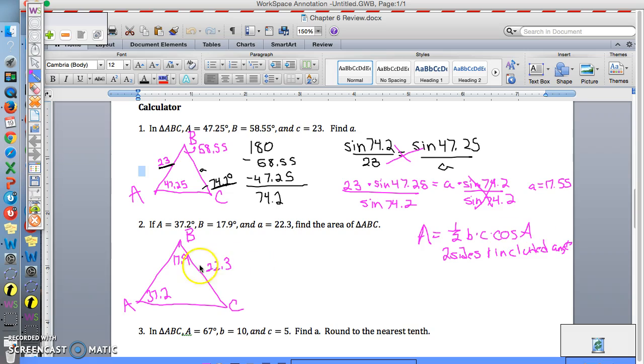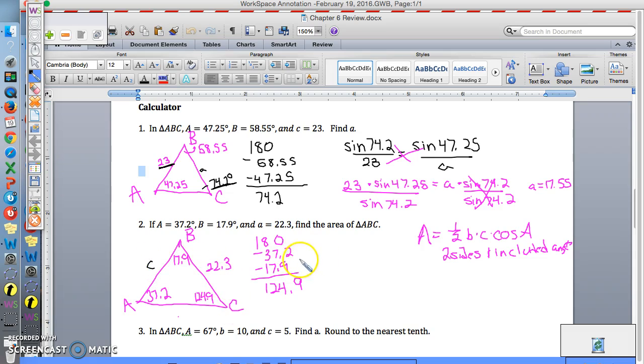So what we have to find here is another side. And well, let's see, if we find B, we wouldn't have an included angle, but we could do that 180 business. So 180 minus 37.2 minus 17.9, we end up with 124.9. Definitely not drawn to scale. And now we could do law of sines. So maybe we want to find little c.